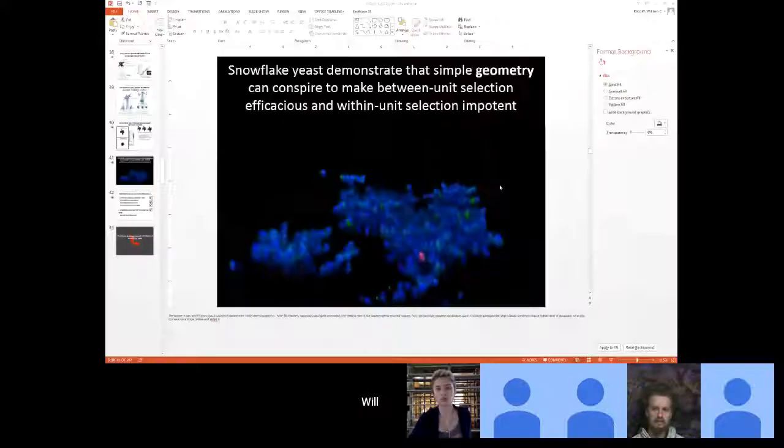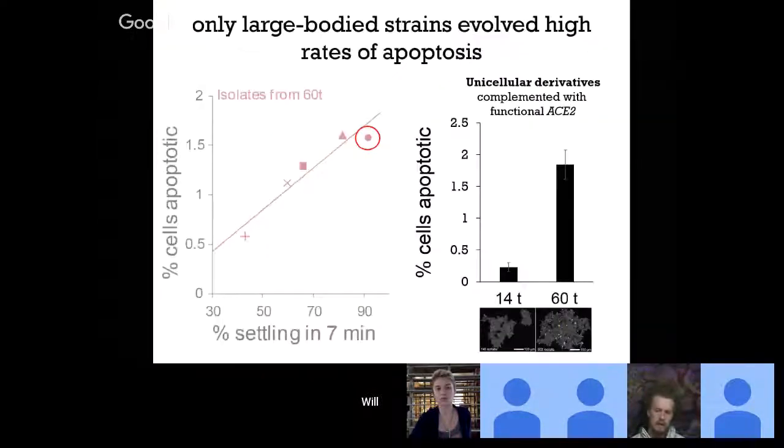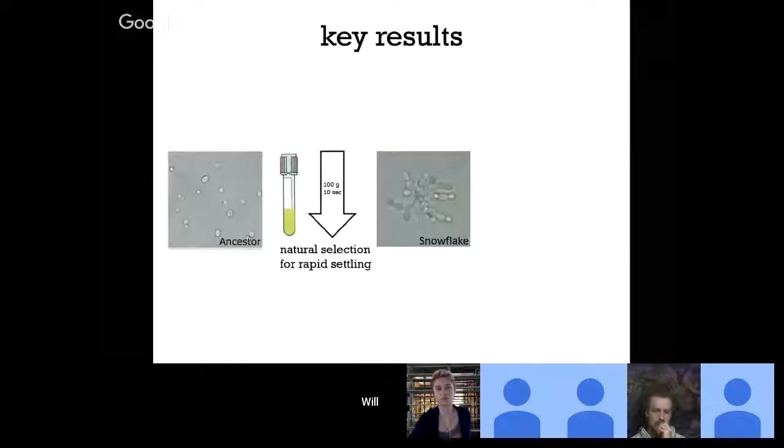Cool. All right. So to summarize the key results of our main experiments: starting with a single-celled yeast, we did a very simple natural selection experiment in test tubes, selecting for fast sedimentation. And from that, we get snowflake yeast.